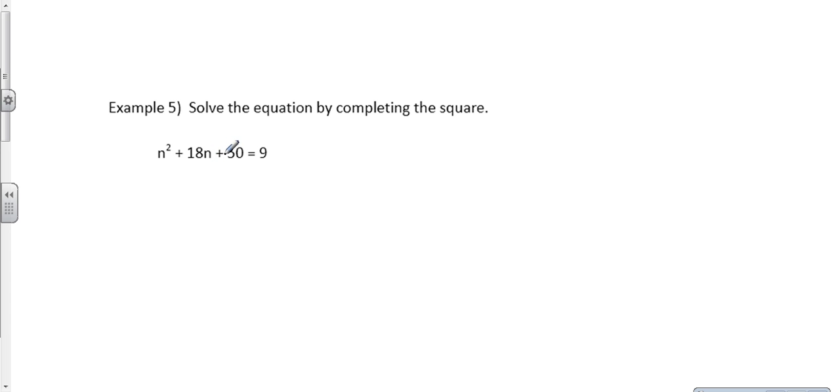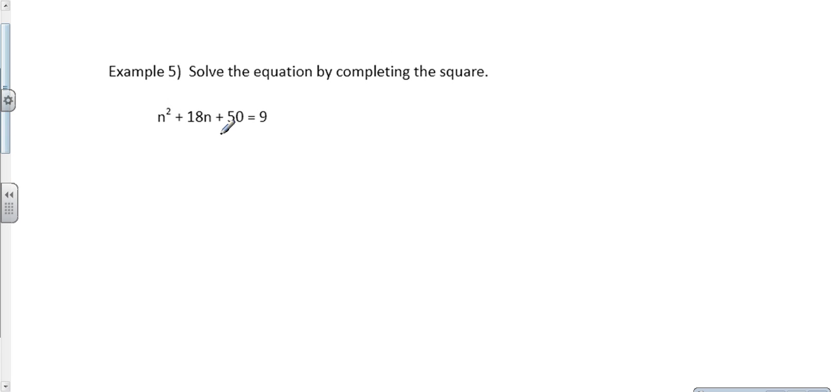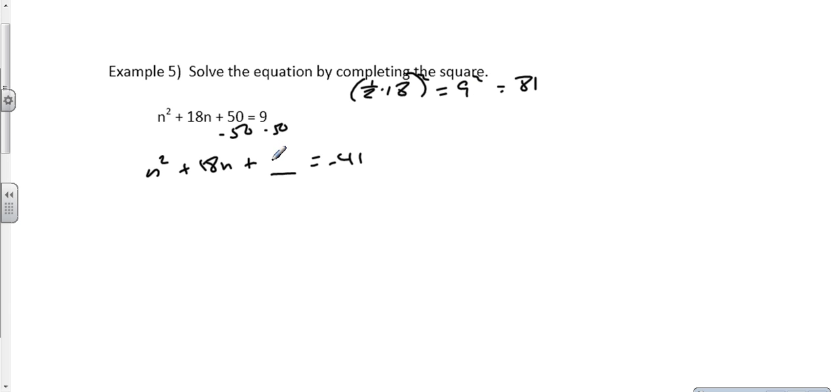Now this last one for today, I think that's the last one here. Yep, we'll do this one quickly. I'm going to subtract 50 and we get n squared plus 18n equals negative 41. I want to add a new number. I'm going to take 18, take half of that, and square it. Half of that is 9, squared is 81. So we have 81 added to both sides because we have to have a balanced equation.